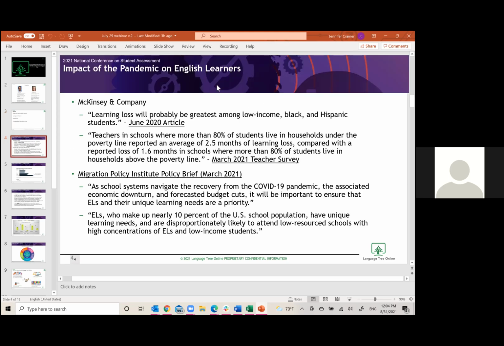So these next few slides, again, these came from the 2021 National Conference on Student Assessment. I know it's a busy slide, we're not going to read through it all, but at a high level, it's talking about the impact of the pandemic on our English learners. As most of us on this call know, they make up nearly 10%, and in some states that percentage is quite a bit higher, of our student population. And most of these students come from households below the poverty line. The pandemic has been extremely rough for these students.